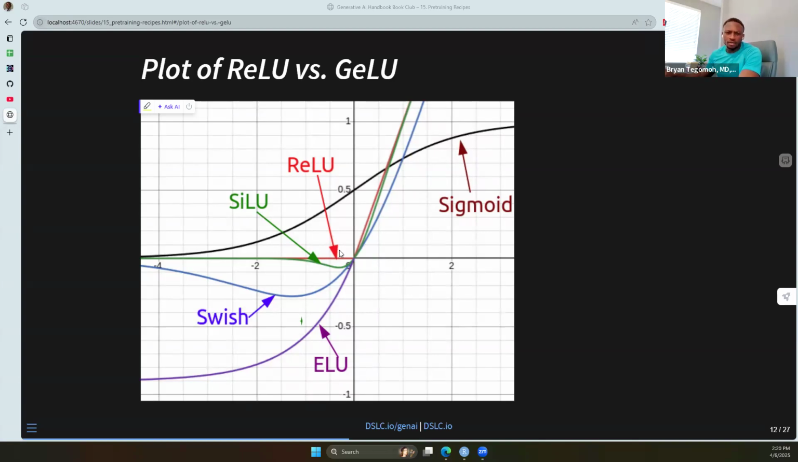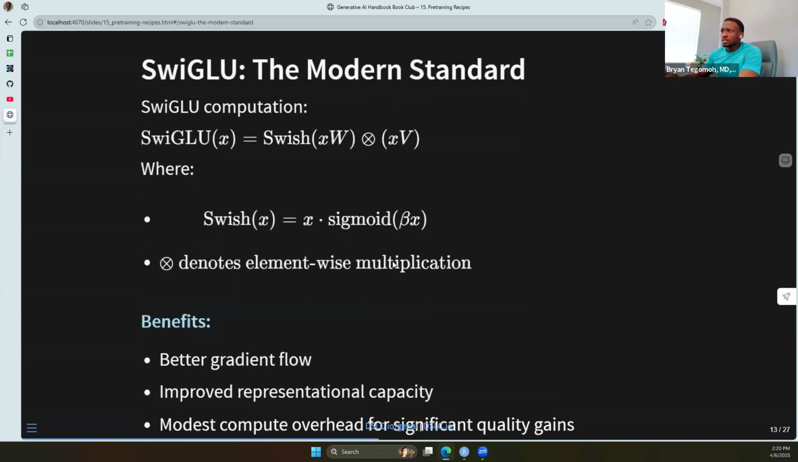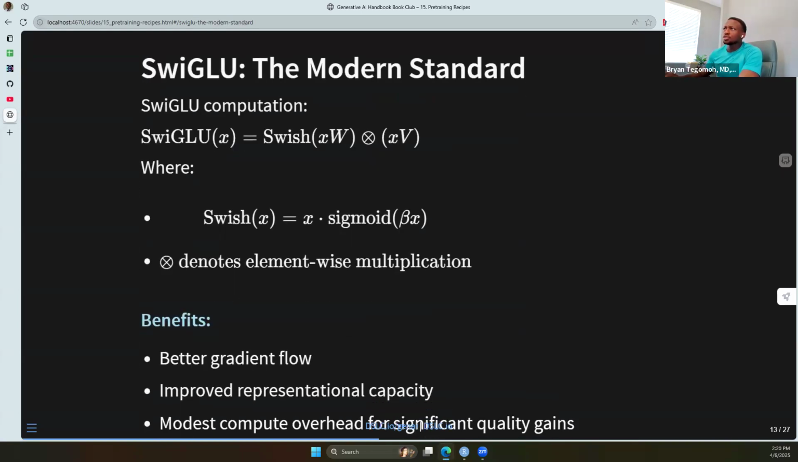So each activation function has unique behaviors that affect how the neural network learns. ReLU is the most simple and efficient, while other functions like the Swish, the SiLU, or the SwiGLU allow for smoother gradients, which can help neural networks to learn better.